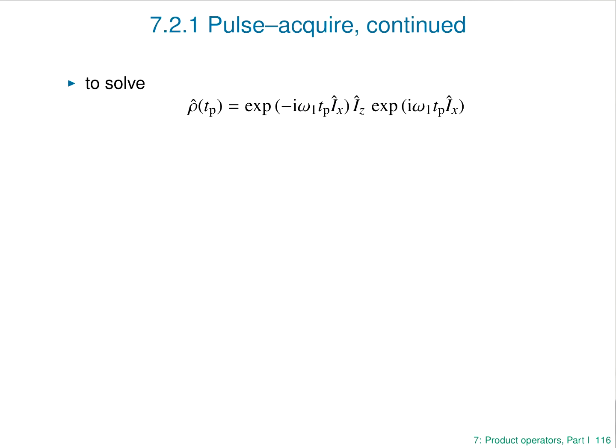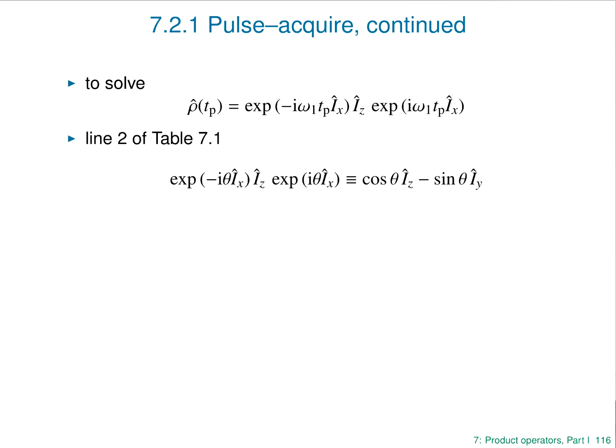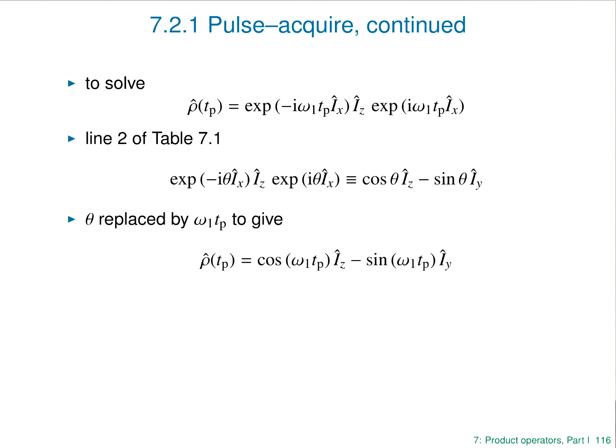So let's just go over that again. So this is the one that we're trying to solve. We're going to use this identity, and we notice that we have to put theta equal to omega 1 Tp. And so the density operator at time Tp is cos theta, which is cos omega 1 Tp Iz, minus sine theta, which is sine omega 1 Tp Iy. And you can simplify this a little bit by realizing that omega 1 Tp is actually the flip angle alpha, right? Because it's the omega 1 field times the duration of the pulse that gives you the flip angle. So our final result is after the pulse we've got cos alpha times Iz minus sine alpha times Iy.